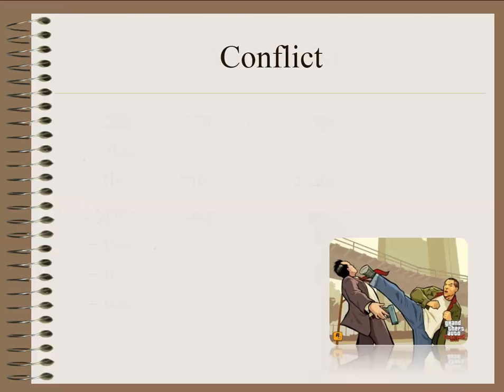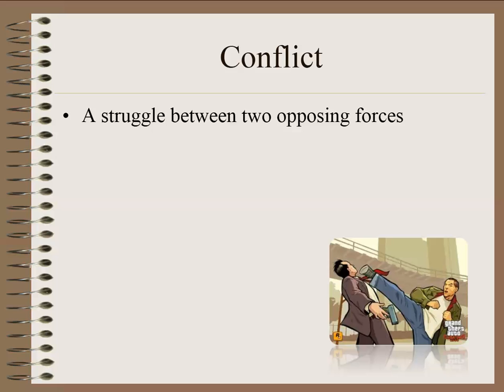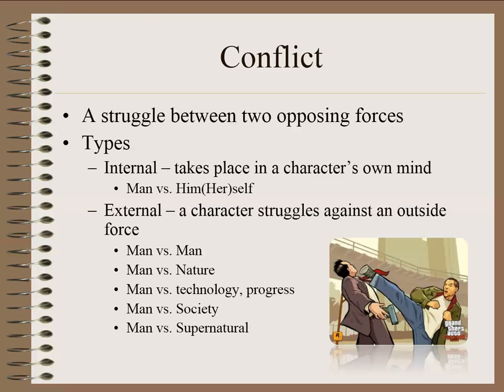There's a couple examples. Conflict is a struggle between two opposing forces. There's internal, which takes place in a character's own mind, which would be man versus him or herself. External, a character struggles against an outside force. And here are the different types of that.